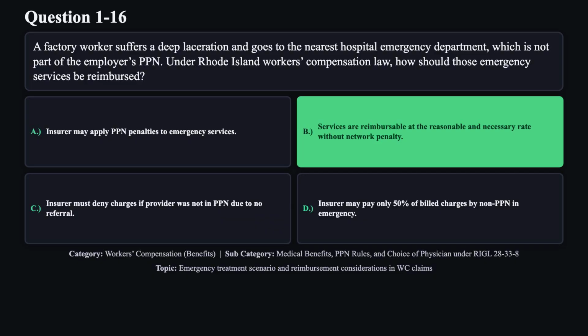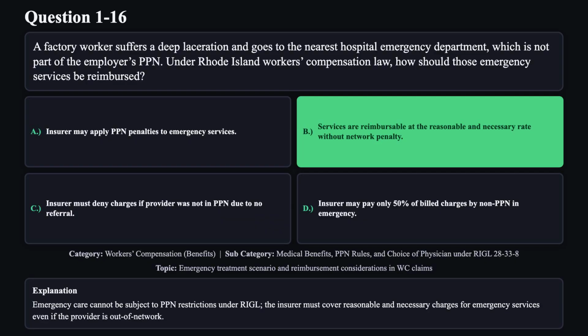The correct answer is B. Emergency care cannot be subject to PPN restrictions under RIGL. The insurer must cover reasonable and necessary charges for emergency services, even if the provider is out of network.